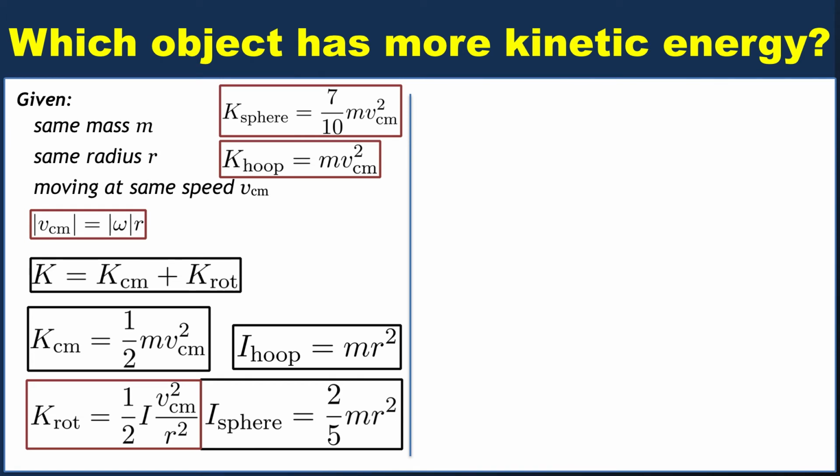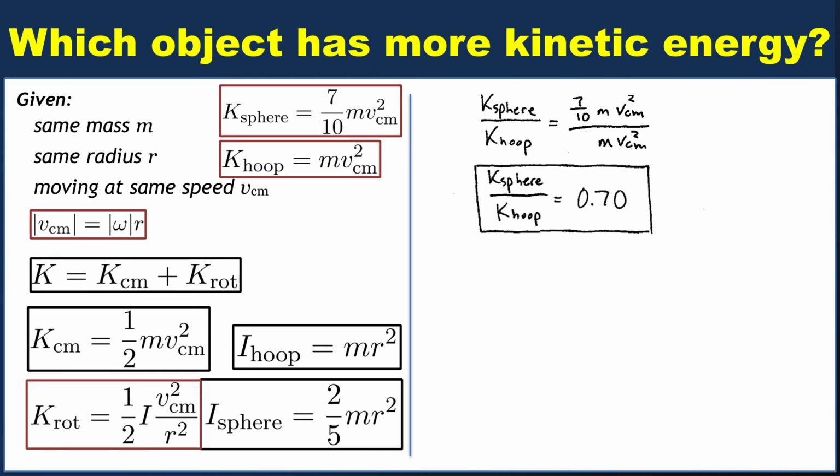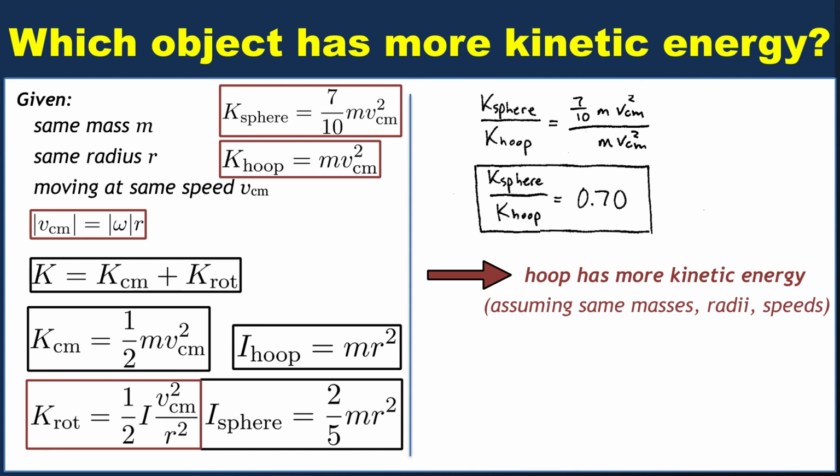So if we take the ratio of the kinetic energy associated with a rolling sphere to the kinetic energy associated with a rolling hoop, we find that it's 7/10 m v_cm squared divided by m v_cm squared. We said that everything had the same mass and that the centers of mass were moving with the same speed, so those factors cancel, and we find that the ratio is 0.7, namely that the kinetic energy of a rolling sphere is 70% that of a rolling hoop, as long as you take into account both the translational and rotational kinetic energy. So under the conditions we've described, a rolling hoop has more kinetic energy than a rolling sphere, assuming again that the masses are the same, the radii are the same, and their centers of mass are moving with the same speeds. Counterintuitive, but true.